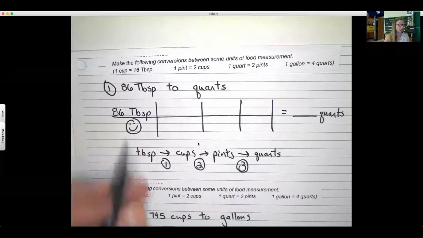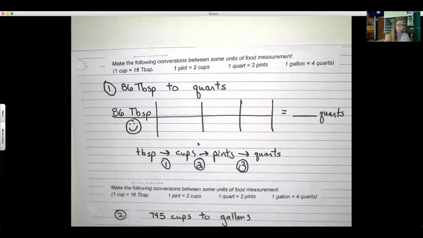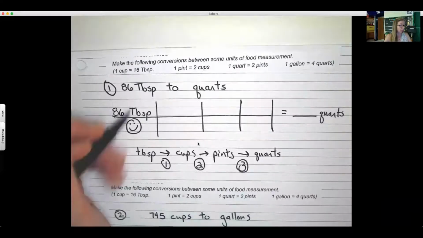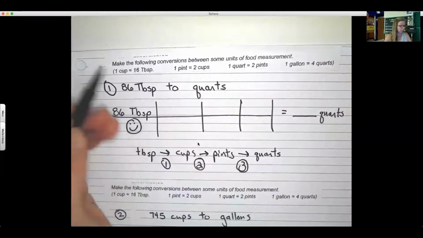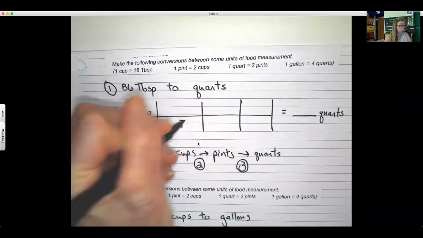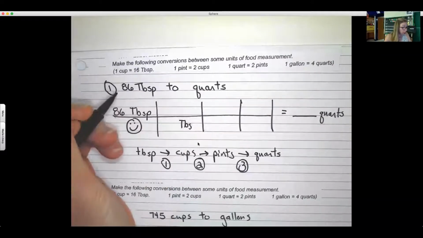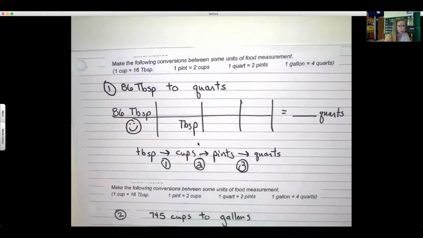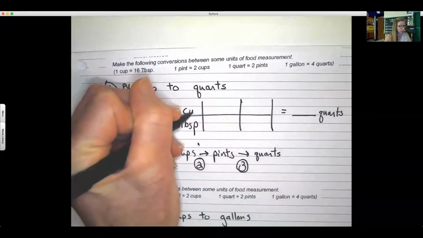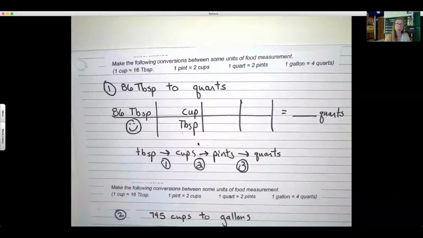So this is just a fancy fraction that we are trying to cancel out all the units except for quarts and do the math correctly. So I'm going from tablespoons to cups. Well, I want tablespoons on the bottom, TSP, and cups on the top. That way my tablespoons will cancel.